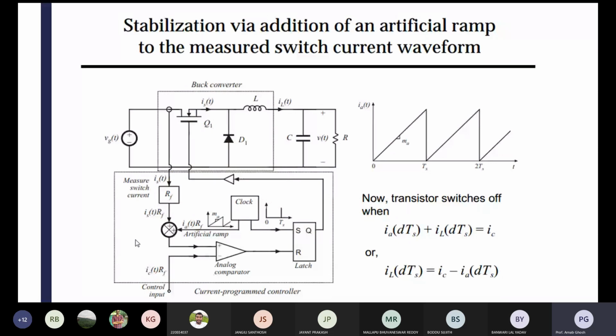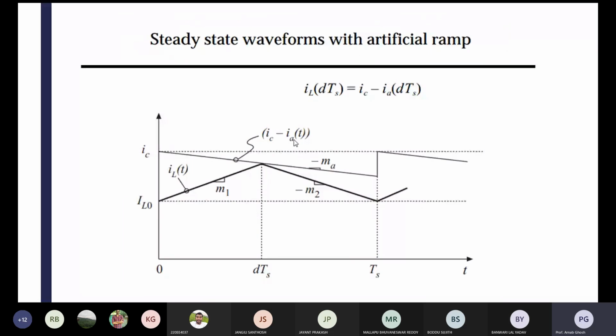So now it will look like that. That value is IC minus IA, that ramp value. So A has some slope. Now your inductor current, IL zero, will climb up over here, then climb down. At that synchronized condition, at VS again the ramp will be high, so again it will climb up and climb down. By this way you get the steady state waveform with the artificial ramp, so you can stabilize the system.